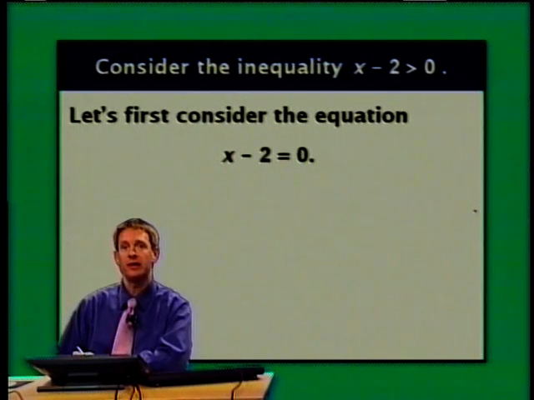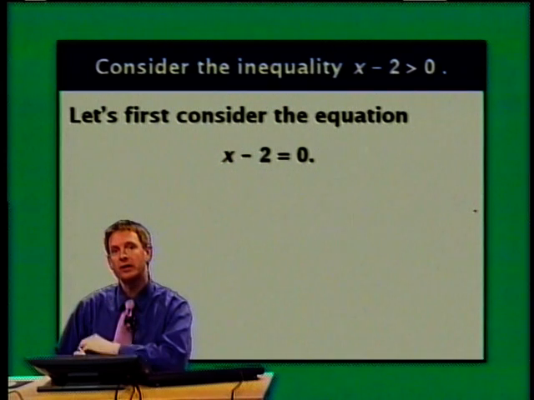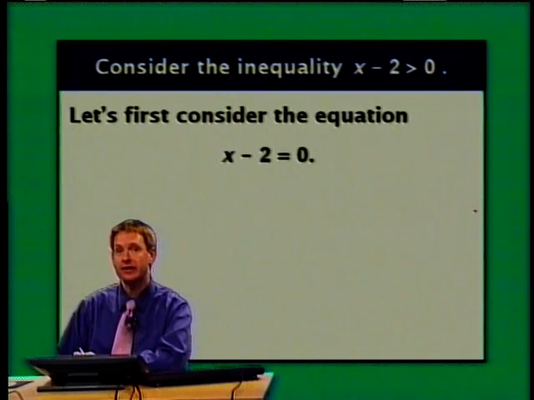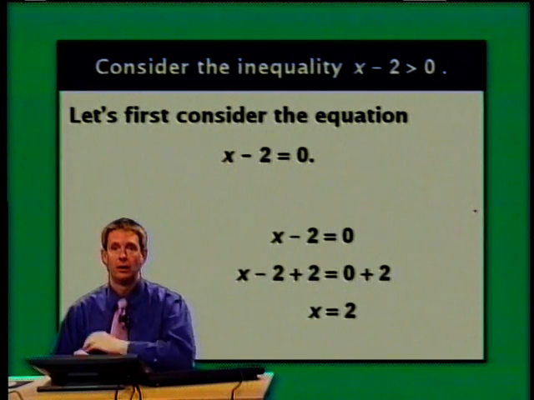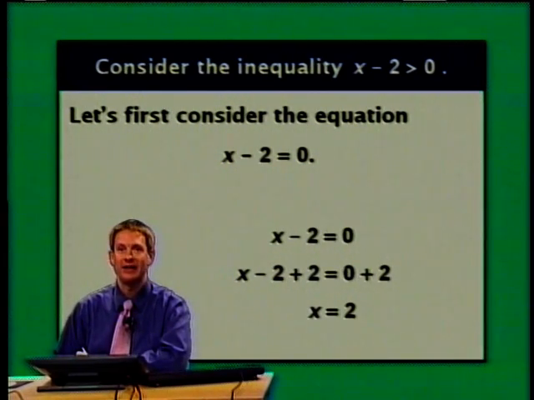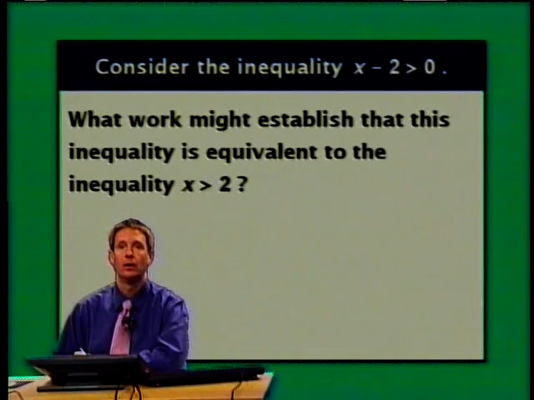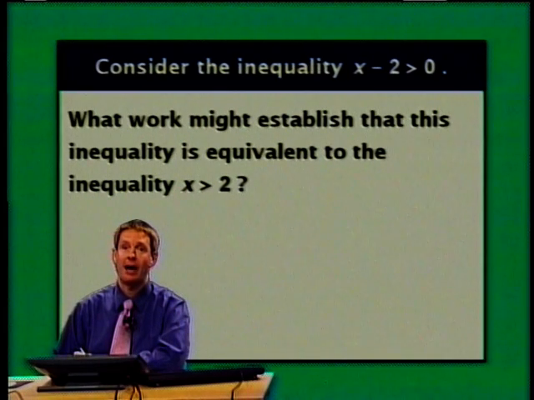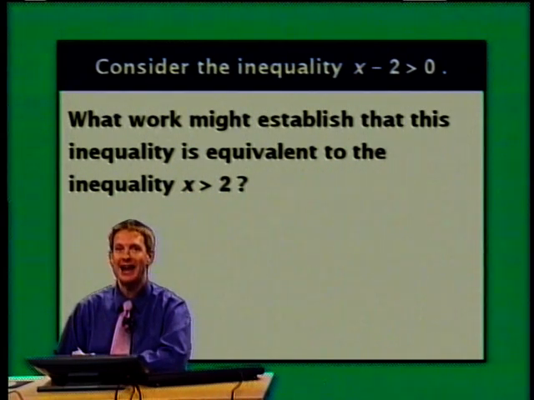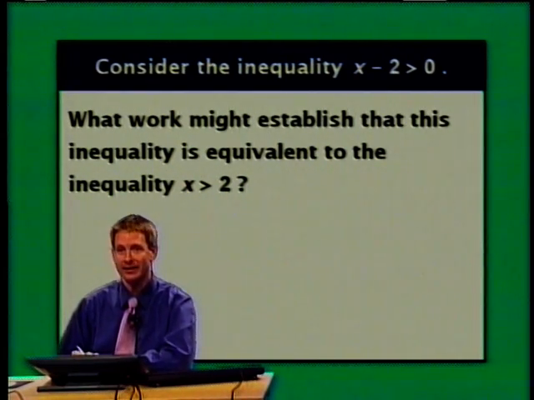Let's first consider the equation x minus 2 equals 0. What work did we show to establish that this is equivalent to the equation x equals 2? We added 2 to both sides of the equation, and we ended up with the equivalent equation x equals 2. So what work might establish that x minus 2 is greater than 0 is equivalent to x is greater than 2? Maybe we can just add 2 to both sides of the inequality.